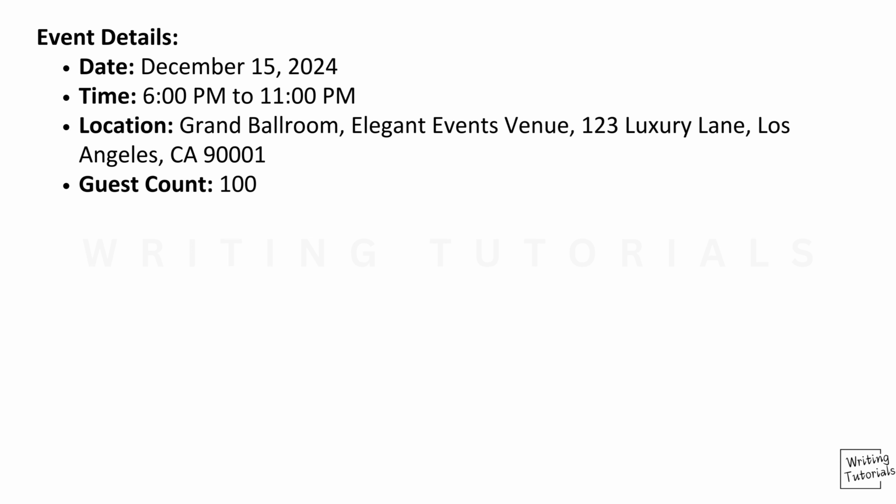This section is highly specific. It provides the date, time, location, and expected guest count. For a confirmation letter, details are everything. Including this information ensures both parties are on the same page and helps avoid any misunderstandings. When you're writing a confirmation letter, take the time to review the details carefully. Include everything that's relevant, like dates, times, or locations, and double-check for accuracy.